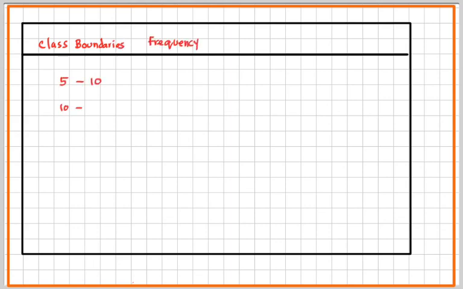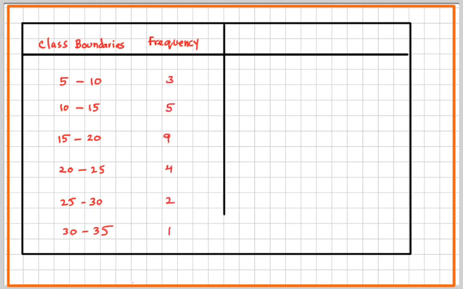I have a column for class boundaries. I have a column for frequency. The class boundaries are of equal width. Even if it was unequal width, it won't make a difference for our calculation for cumulative frequency. The table is all filled up. The class boundaries are ranging from 5 to 10, 10 to 15, all the way till 35. The corresponding frequencies are 3, 5, 9, 4, 2, 1.